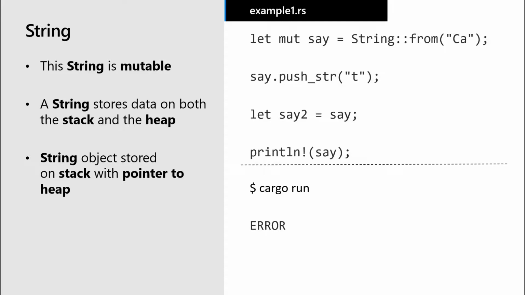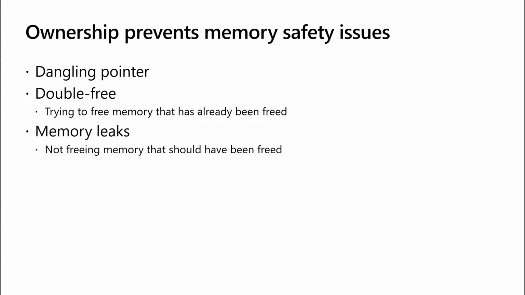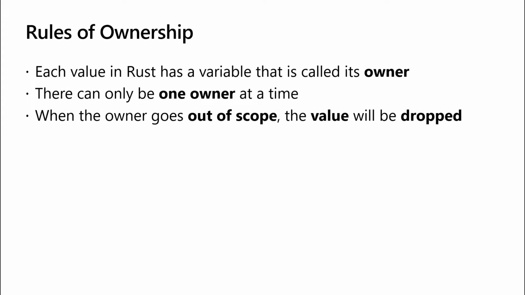This rule means we don't need to worry about dangling pointers. Only one variable can be pointing to the data on the heap at any given time. This prevents a lot of memory safety issues, including dangling pointers, double free, which involves trying to free memory that has already been freed, and memory leaks, which involve not freeing memory that should have been freed. This is also helped by the third rule of ownership. When the owner goes out of scope, the value will be dropped.